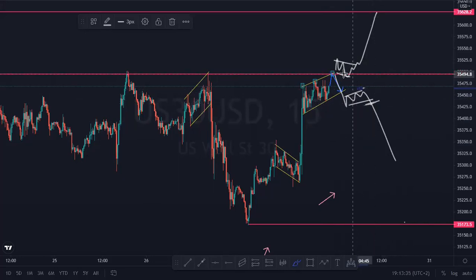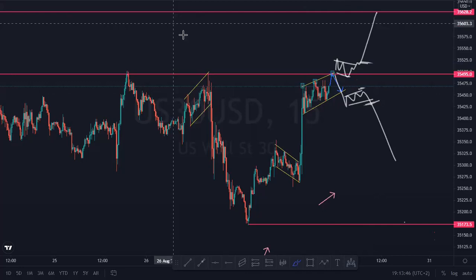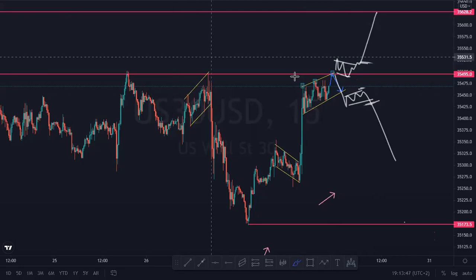Same thing applies here. If it creates this correction and shoots up, we're gonna enter in this area, guys. In this area, we enter here. We put our stop loss. Let's push forward, guys.